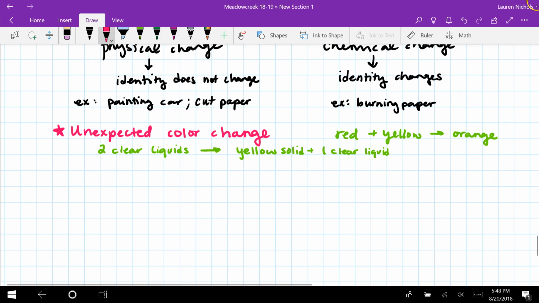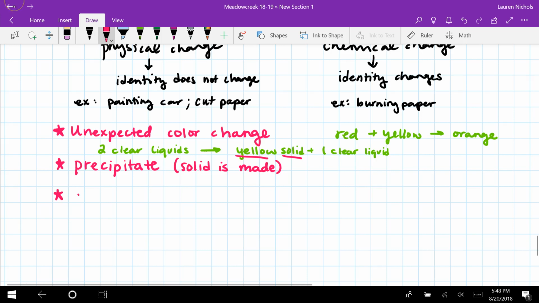But if we look at this same example, we also see that we made a solid where there was not one before. And so that vocabulary word is a precipitate. A precipitate is when a new solid is made. It was not there before. So that would be an example. So we've got 2 indicators of chemical reaction.